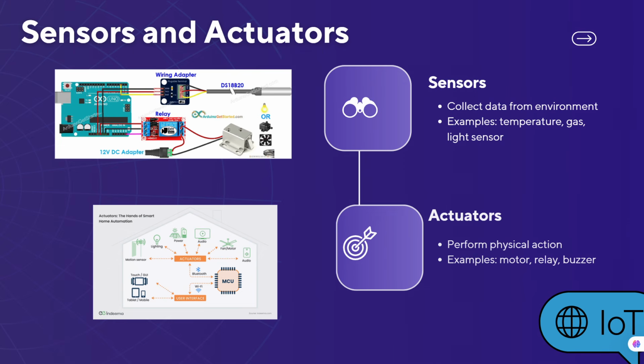In the lower image, you can see actuators. Actuators perform physical actions in the real world. For example, motors rotate, relays switch devices on and off, and buzzers produce sound. In simple words, sensors give input to the system and actuators produce output. Without sensors, the system cannot understand what is happening around it, and without actuators, the system cannot respond to the situation.